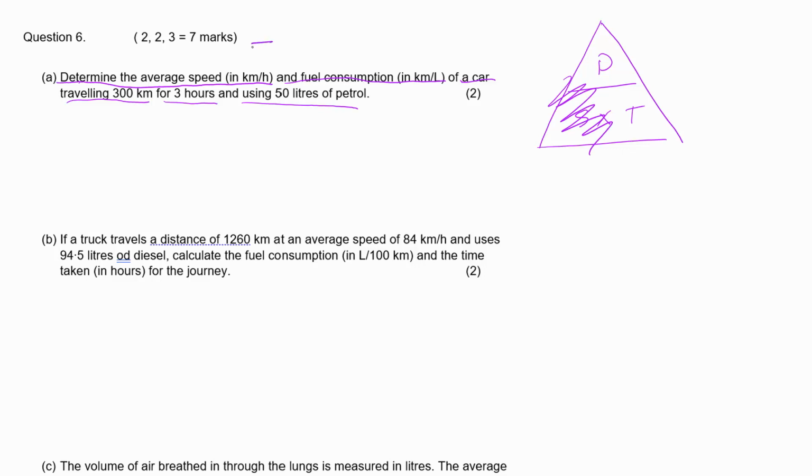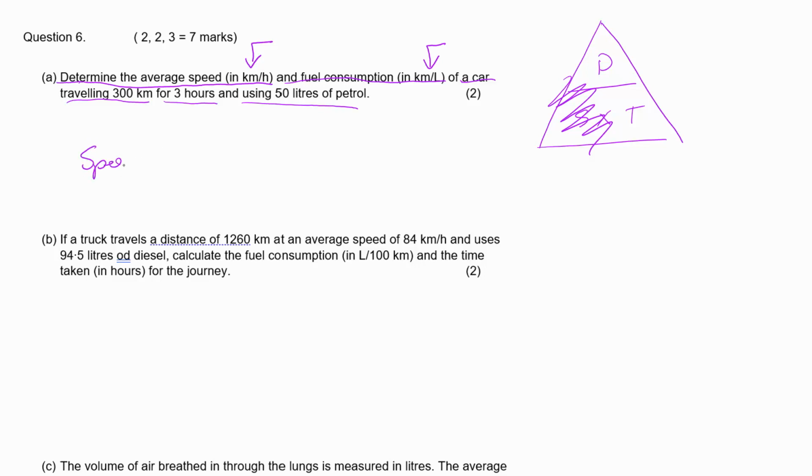But that's kind of in the unit as well. Kilometers per hour means kilometers divided by hours. Kilometers per litre means kilometers divided by litres. So, for the fuel consumption, we're going to have, actually, let's do the speed first.